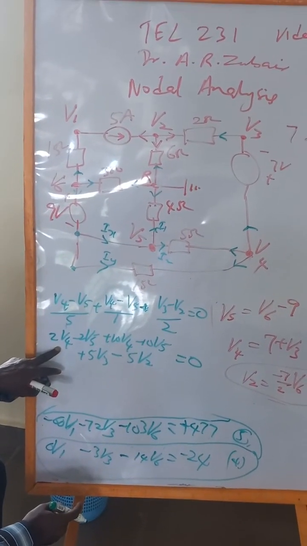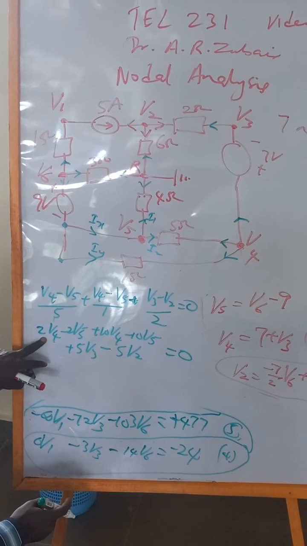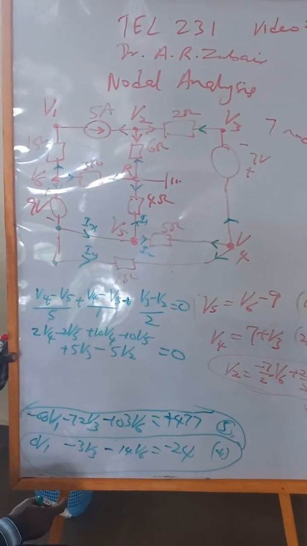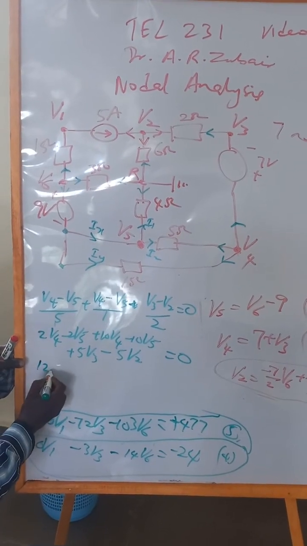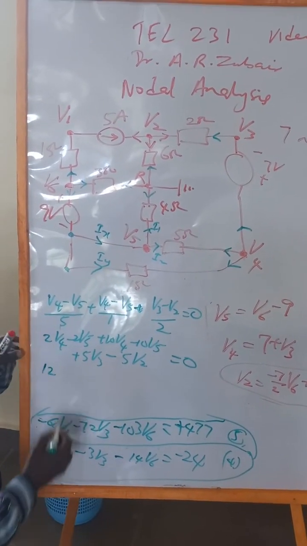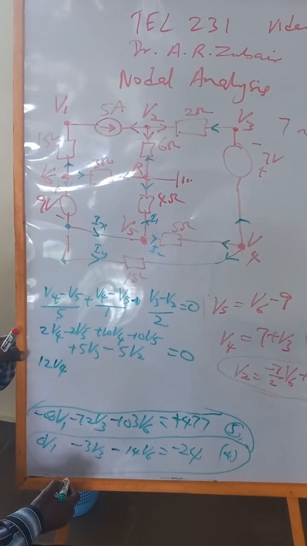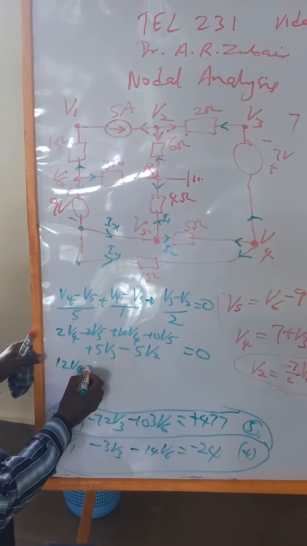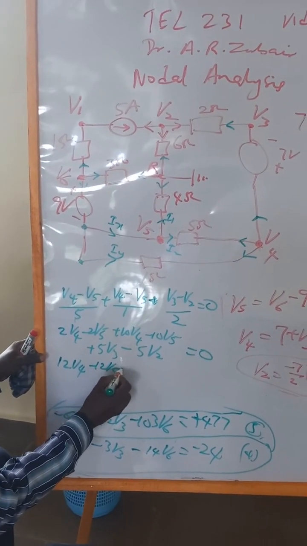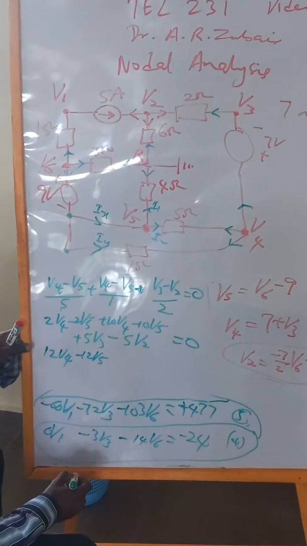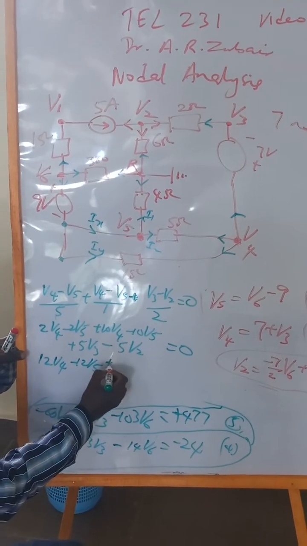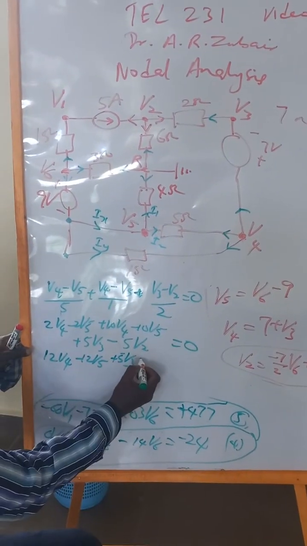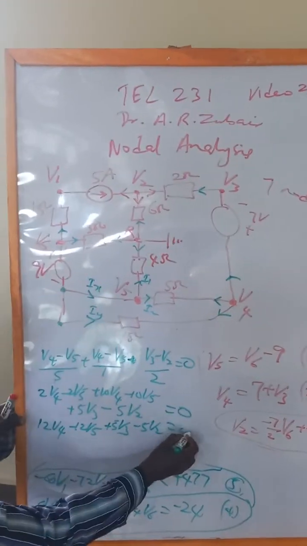Now, let's try to solve this. How many V4 do I have there? I have 2, I have 10, right? That's 12 V4. How many V5 do I have there? Minus 12 again, V5. How many V3 do I have there? Plus 5 V3. And then my V2 equals 0.